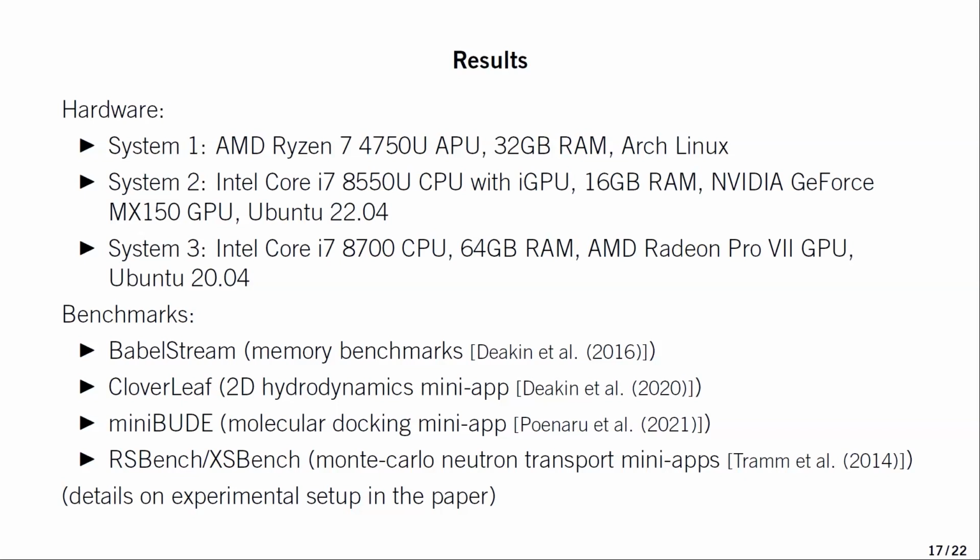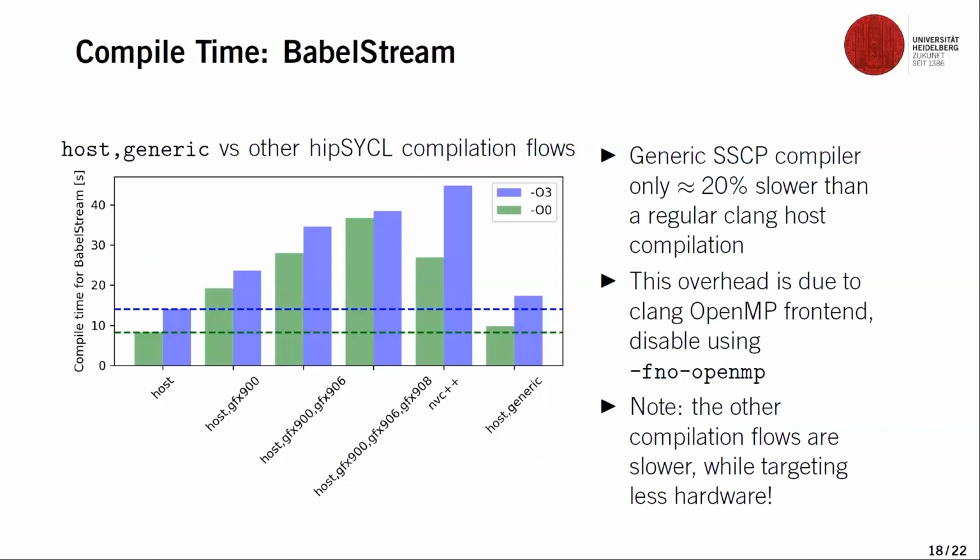And of course, you can find all the details on the compiler versions and the software stacks that were used in the paper. So let's look at compile times first. What I've shown here is the compile time for Babelstream for different compilation flows that we support. Our baseline is our host compilation flow, where hipSYCL acts just as a library for the Clang OpenMP compiler. So here, no SYCL-specific compiler logic is running. This is our baseline.